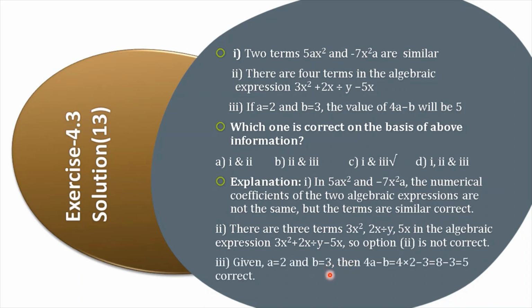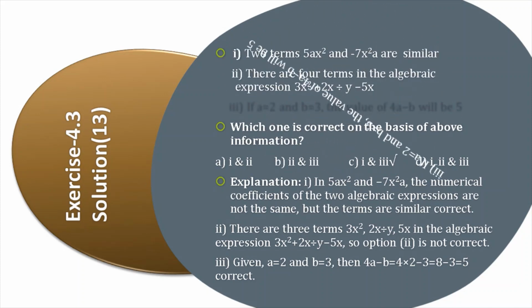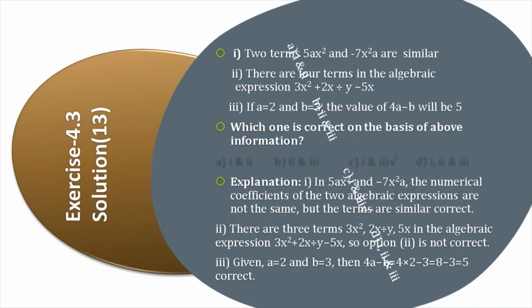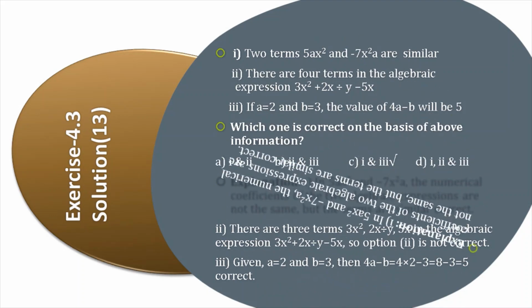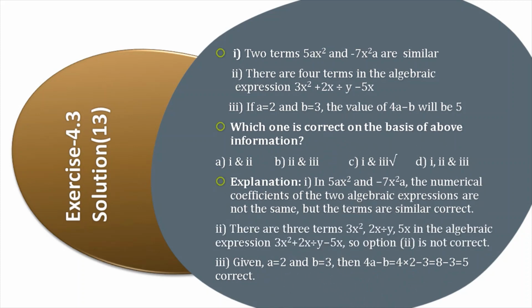Given a equals 2 and b equals 3, then 4a minus b equals 4 multiplied by 2 minus 3, because if we put down the value of a and the value of b, then 4 2s are 8 minus 3, we get 5. That is correct, my dear. So as you can see, number 1 and 3 is the correct answer. So this is question number 13, my dear. Which one is correct on the basis of above information? As you can see, C, 1 and 3 is correct. So from the explanation we can see that 1 and 3 is the correct answer.